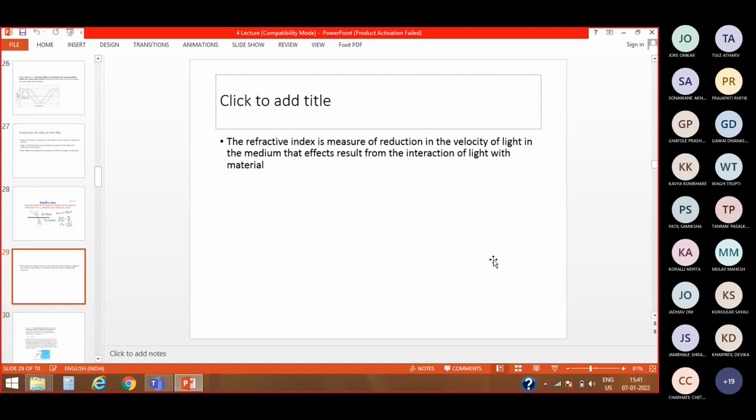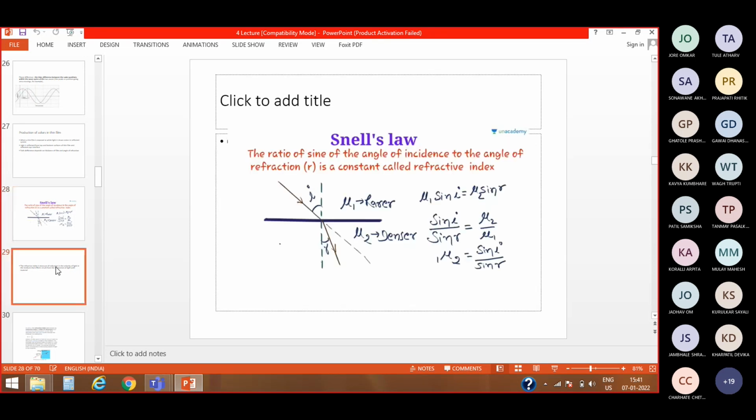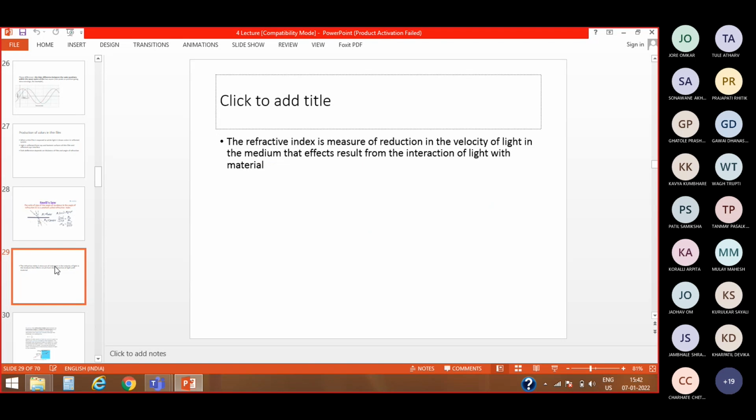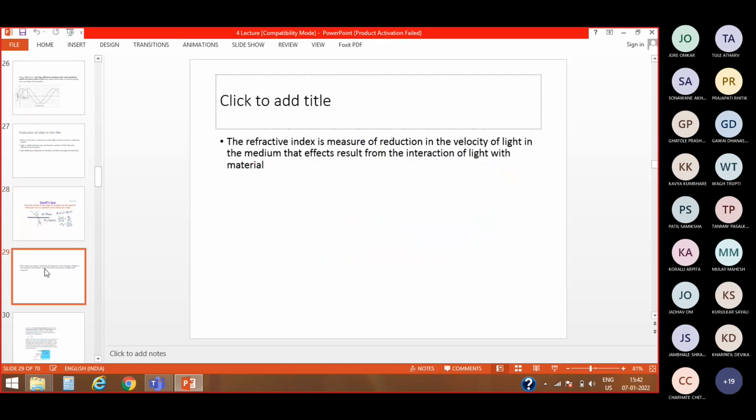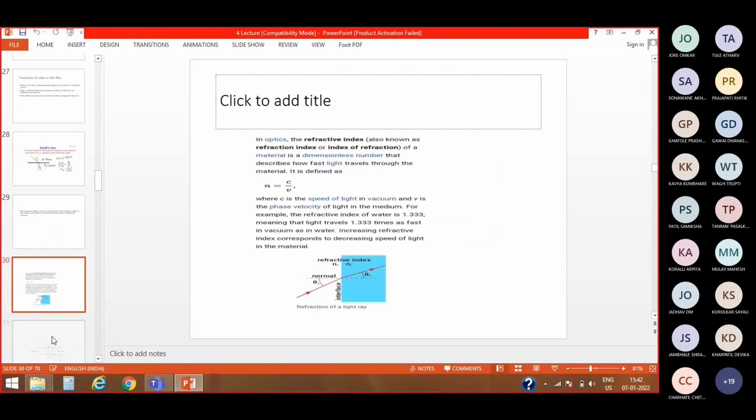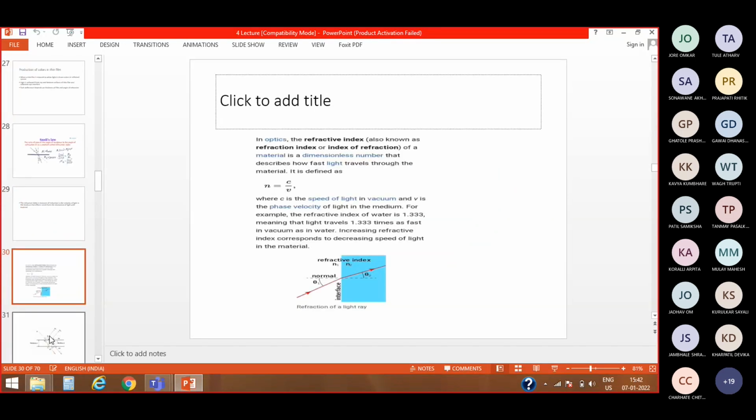So the refractive index is the measure of reduction in the velocity of light in the medium that results from the interaction of light with the material. So what is refractive index? It is a measure of reduction in velocity, that is, how much the velocity of light is decreased when it is going from rarer medium to denser medium. That is called the refractive index.